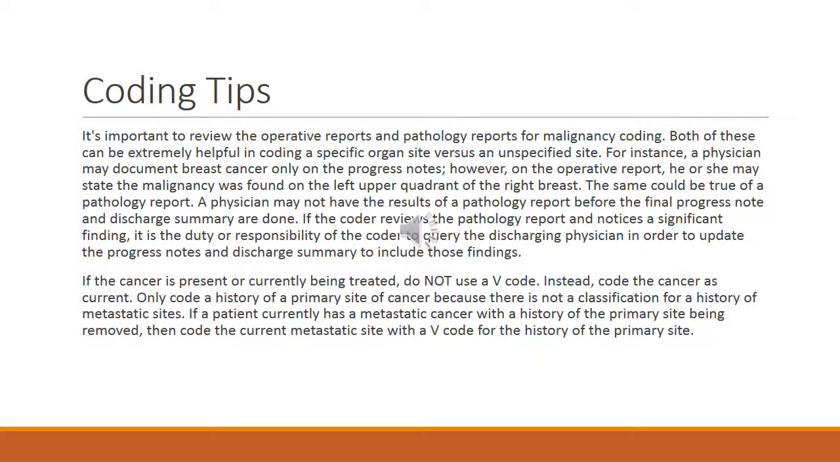Now, it's important to review the operative reports and pathology reports for malignancy coding. Both of these can be extremely helpful in coding a specific organ site versus an unspecified site. For instance, a physician may document breast cancer only on the progress notes. However, on the operative report, he or she may state the malignancy was found on the left upper quadrant of the right breast. The same could be true of a pathology report.